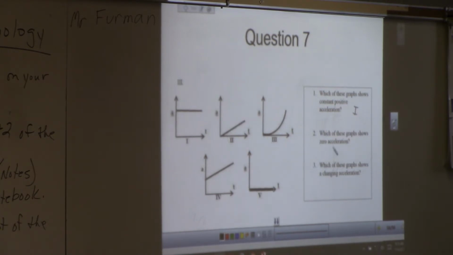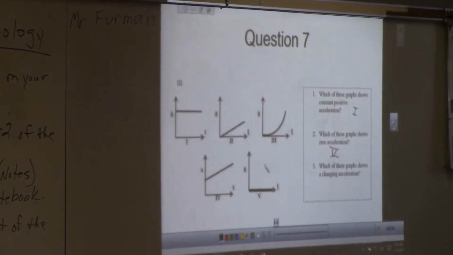Which of these graphs shows 0 acceleration? 5. Yeah. How do you get acceleration from an acceleration graph? You read the graph, the y-axis. So 5, there is no acceleration.